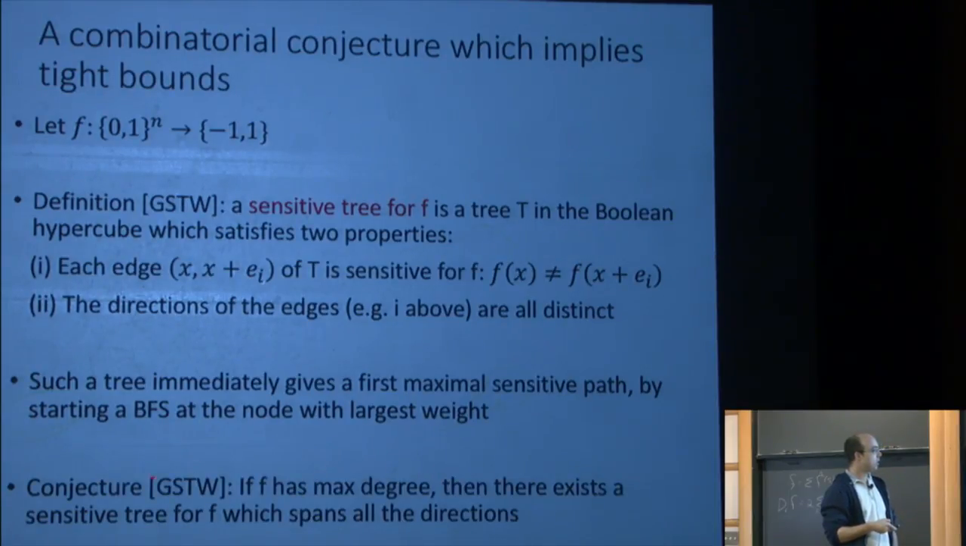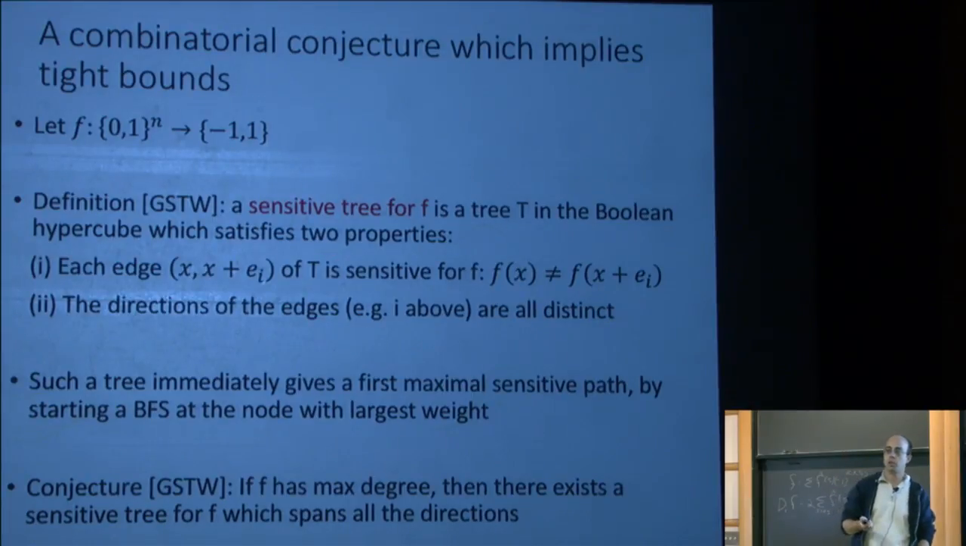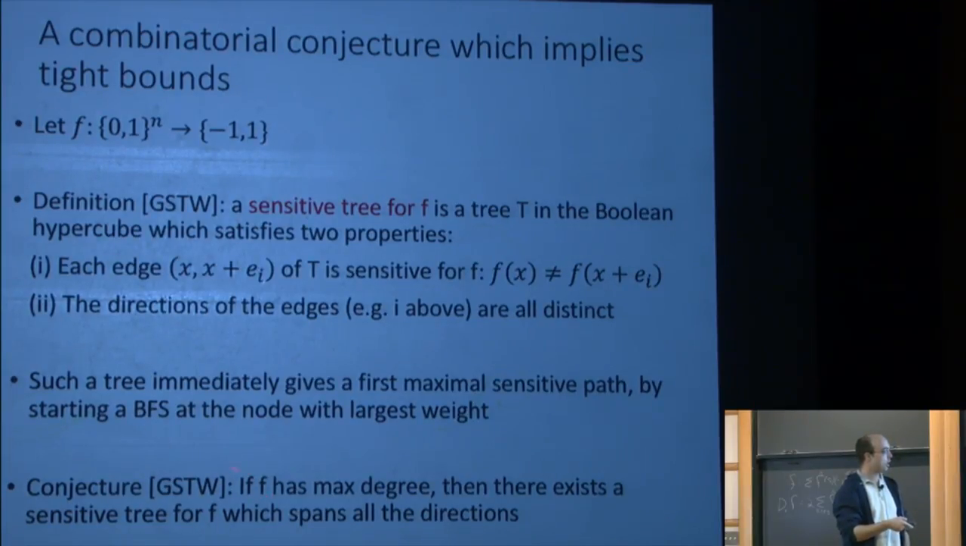What they conjectured is that if a function has maximal degree, then there is always a sensitive tree like that which spans all the directions. So you can just use it. If this is true, you use this tree and you can construct what we needed here, this first maximal sensitive path. But we don't know how to prove this conjecture. The best they could prove is that there are such trees of size roughly root D and not D. This is where things currently stand, so this is open.